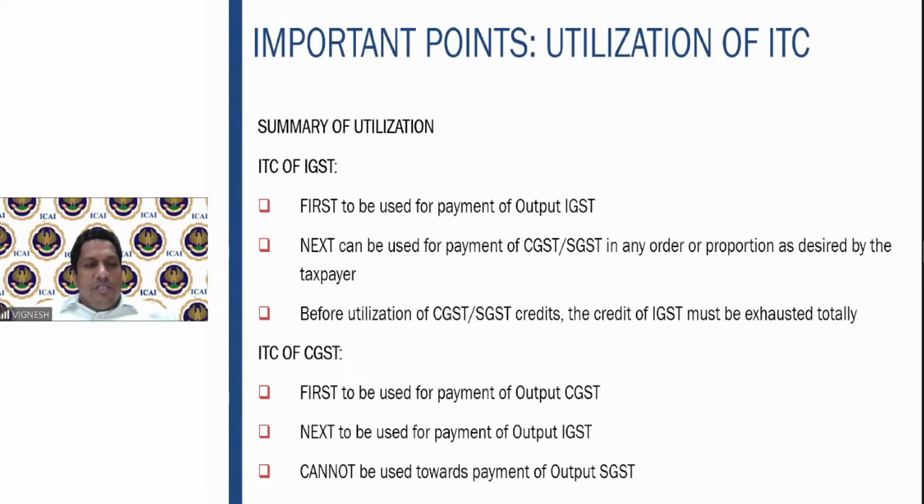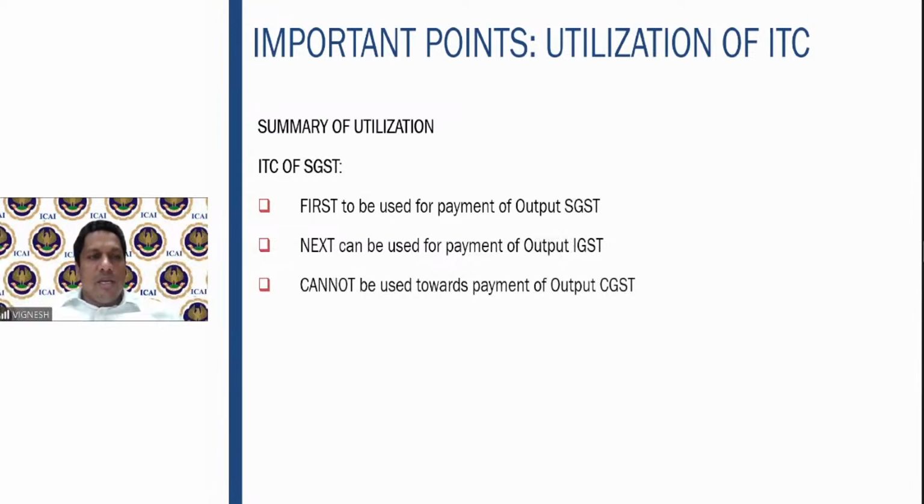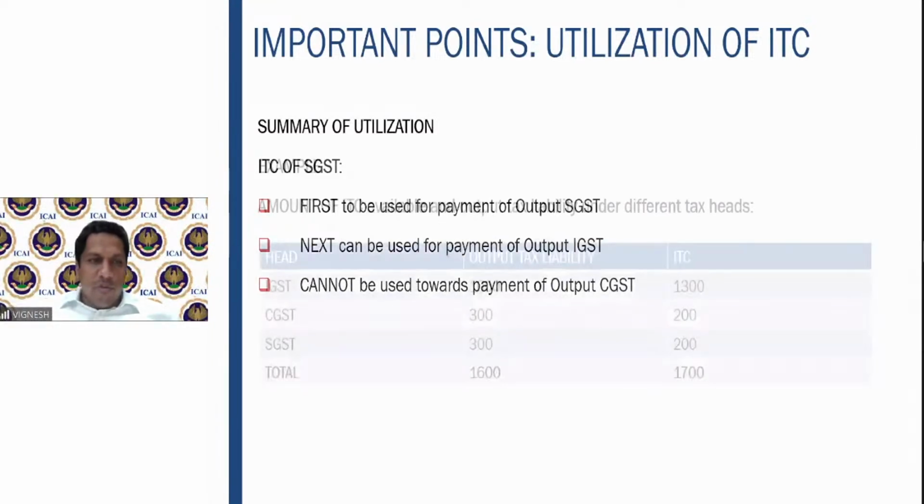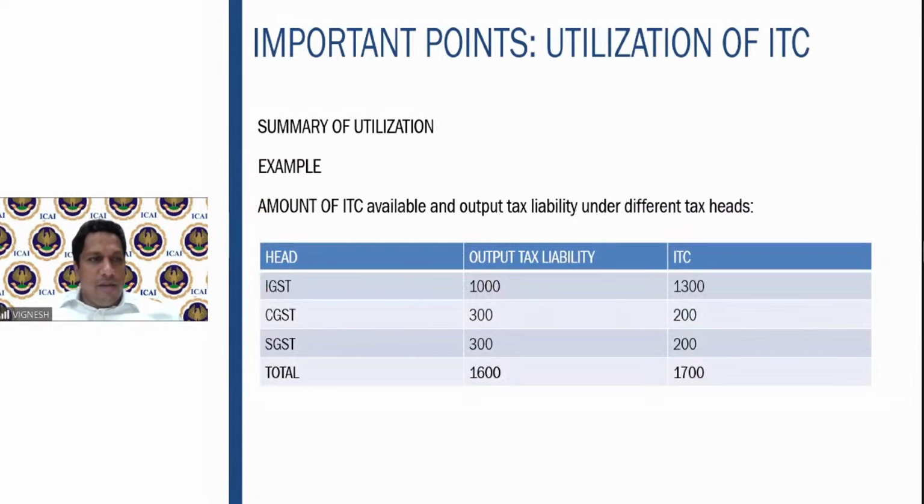Then ITC of CGST, first you use for payment of output CGST, then you use for payment of output IGST. You cannot use the ITC of CGST for the payment of output SGST. I hope this is clear. Similarly, ITC of SGST is first used for payment of output SGST, then used for payment of output IGST. It cannot be used for payment of output CGST. Right?